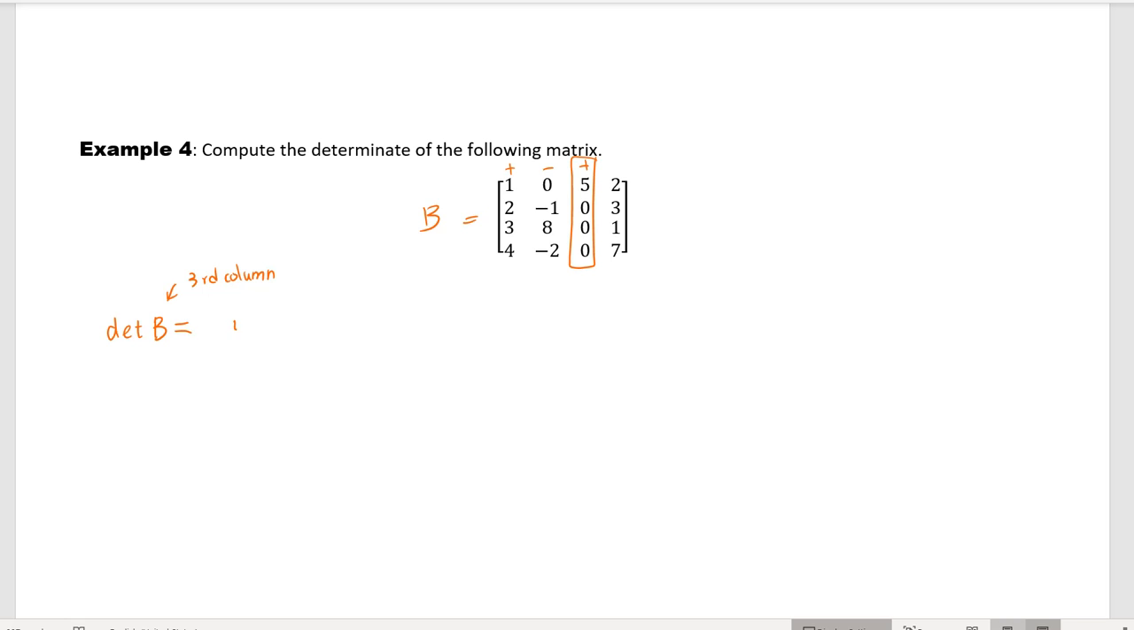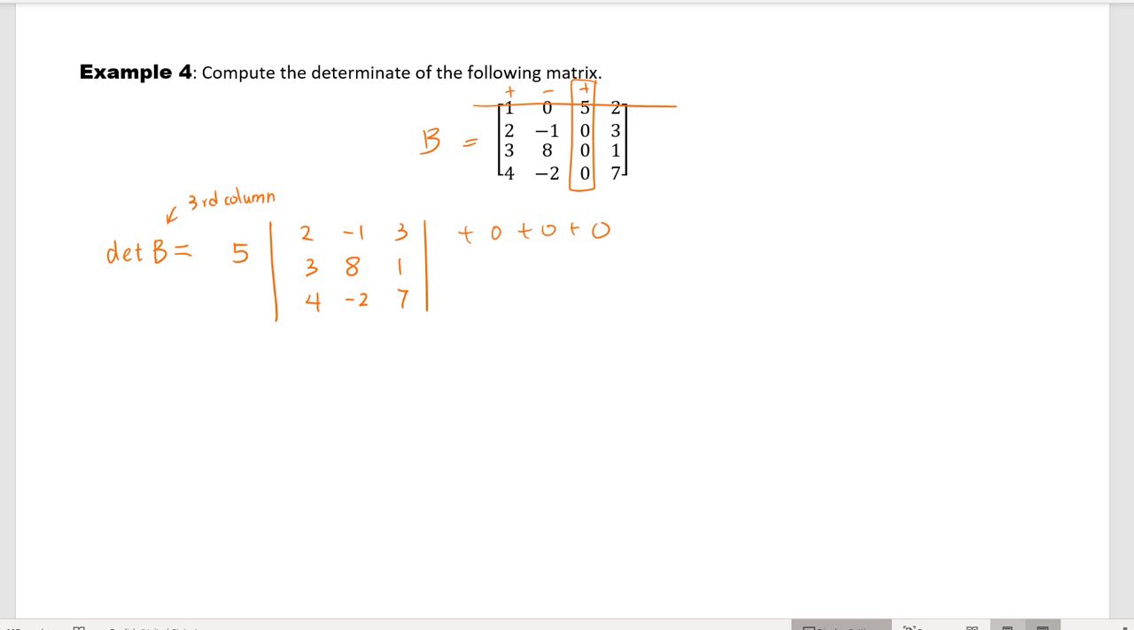So we have positive 5 times the determinant of the submatrix by deleting the first row and the third column. So 2, -1, 3, 3, 8, 1, 4, -2, 7. And then you can see because all the others are zeros, so we just get zeros. Okay, everyone? Alright, so now let's continue.